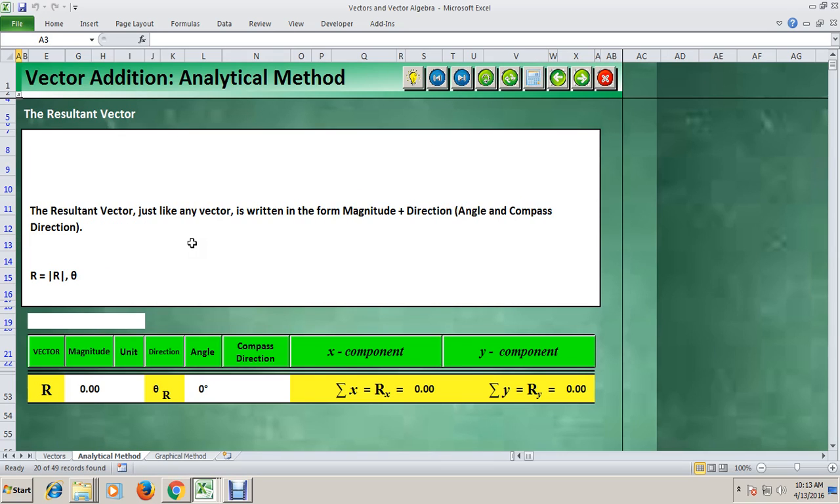Now, the resultant vector, just like any other vector, is written in the form magnitude plus direction. The direction should be written in the form of the angle plus the compass direction. Or in symbols, r is equal to the magnitude of r and the accompanying angle with compass direction.